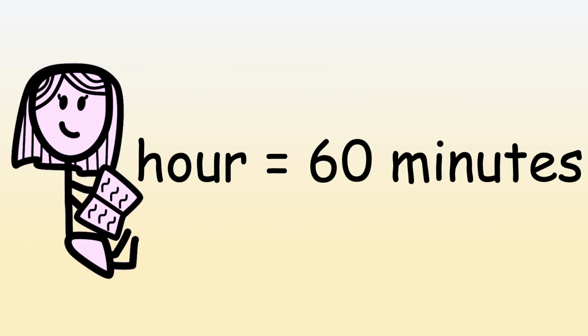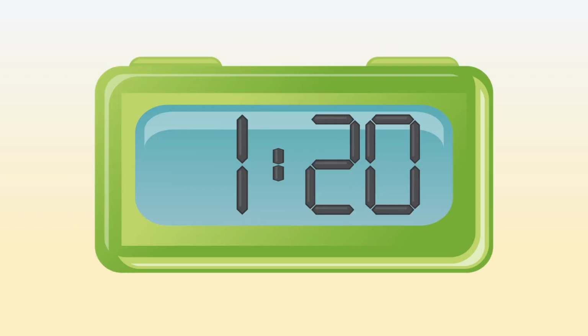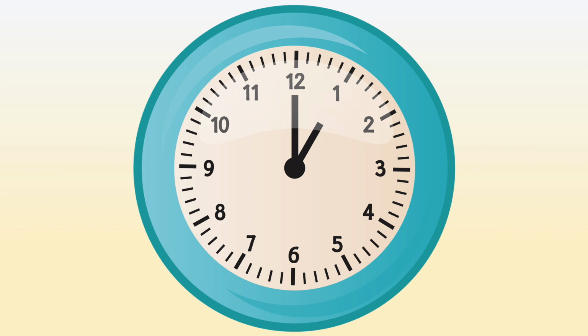An hour is 60 minutes. A minute is 60 seconds. And there are two types of clocks, digital and analog.